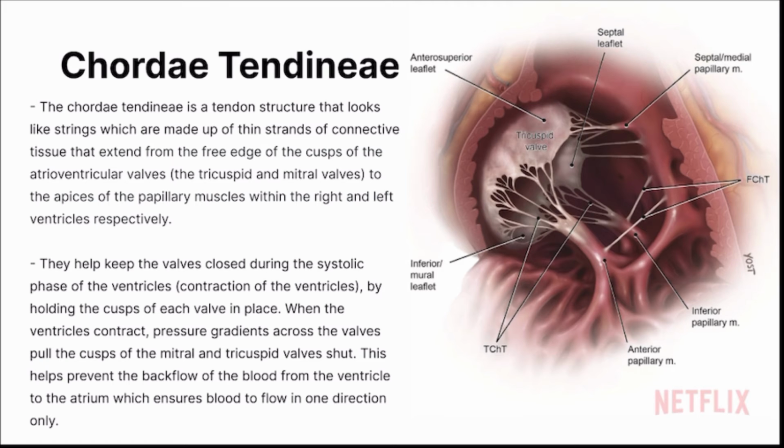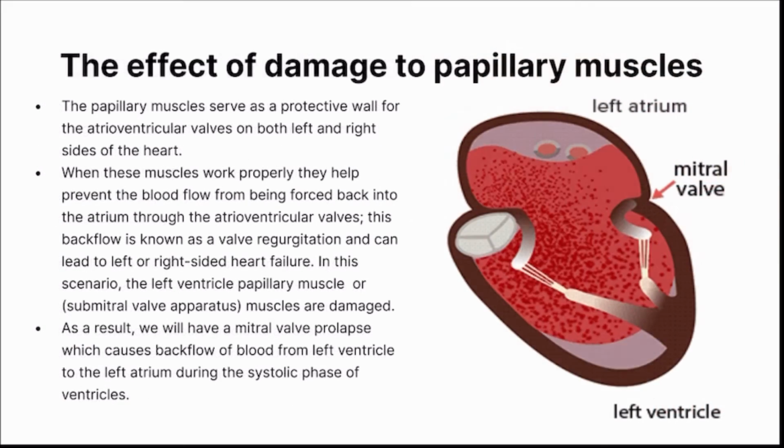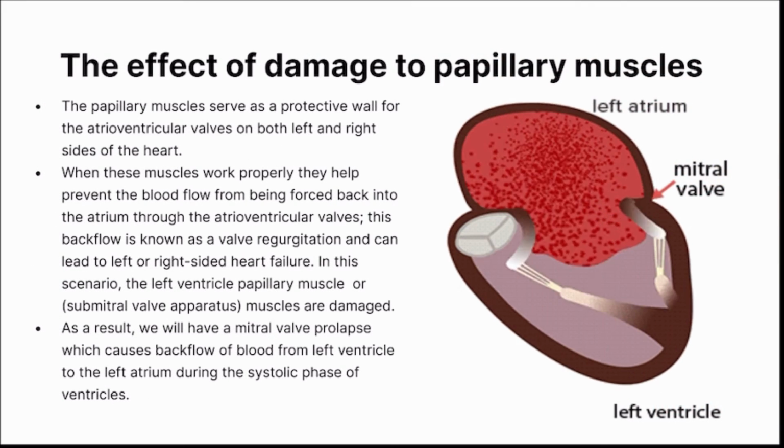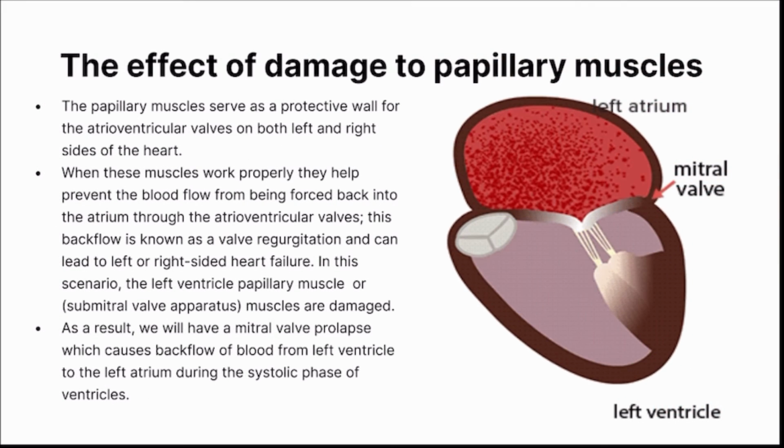When the ventricles contract, pressure gradients across the valves pull the cusps of the mitral and tricuspid valves shut. This helps prevent the backflow of blood from the ventricle to the atrium, which ensures blood flows in one direction only. What effect would damage to the papillary muscle in the left ventricle have on blood flow through the left side of the heart?